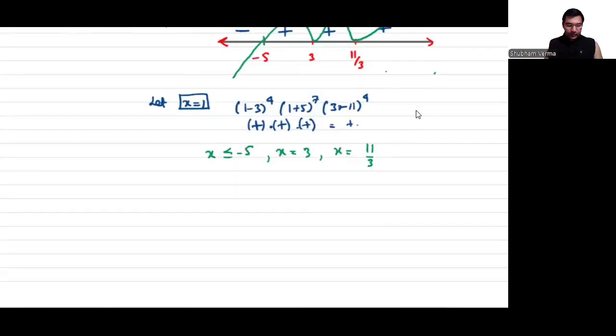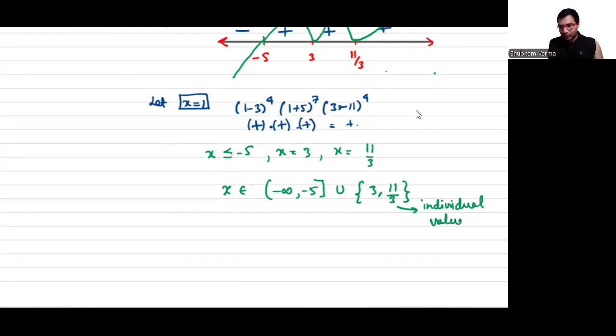So how do I write this in terms of interval? Yeah, minus infinity to minus 5, with minus 5 being inclusive. So I'll write a square bracket, union, curly brackets, 3 and 11 by 3. Individual values. So this bracket gives us individual values. So what it means basically is that 3 and 11 by 3 are also part of the solution. I hope it is clear to you now, right?